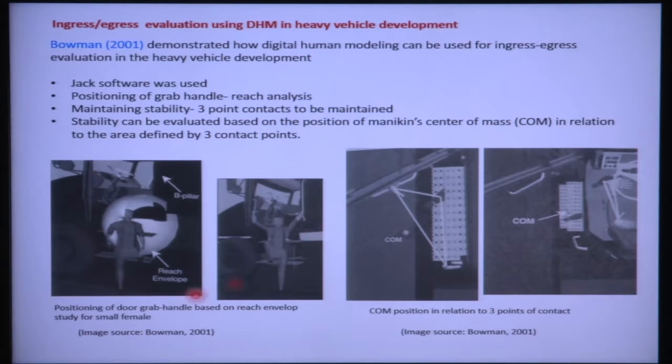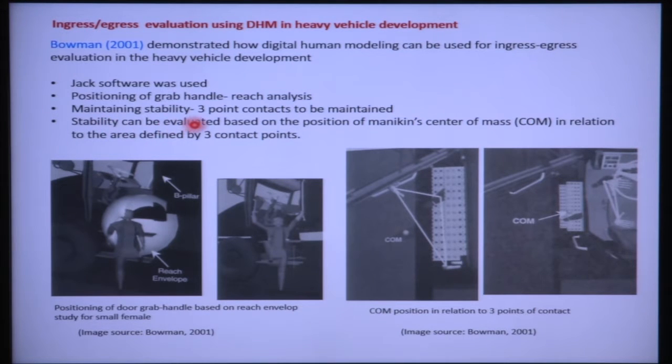Similarly, based on the reach envelope, using the digital human modeling, they demonstrated how the dimension of the door grab handle should be decided. In that paper, Baumann 2001 also showed how stability can be maintained during the ingress egress process.